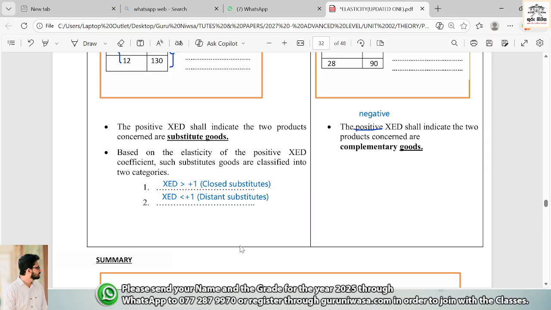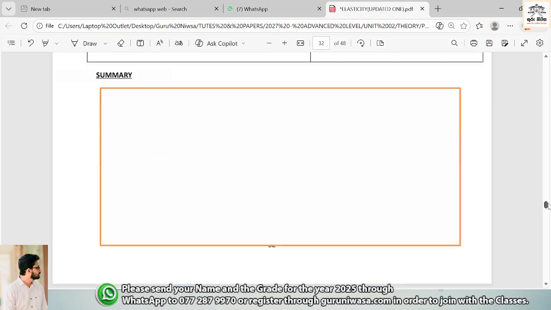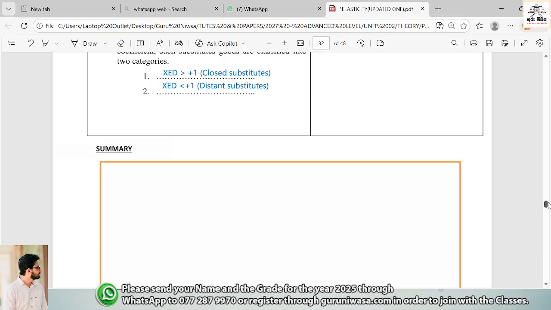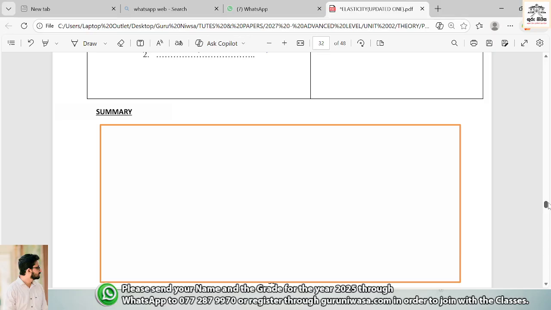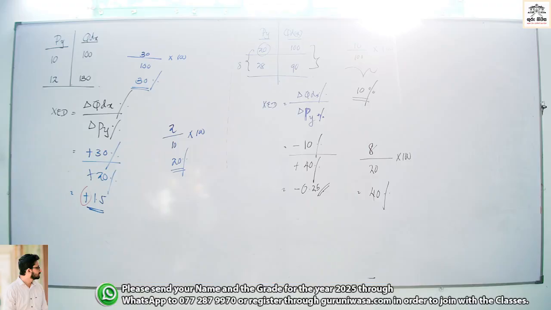Okay, sir. On the negative side, there is no further categorization. Just that. If it is negative, the products are complements. Okay, then the summary. This is the last part of XCD. Summary means the same thing that we have just discussed.